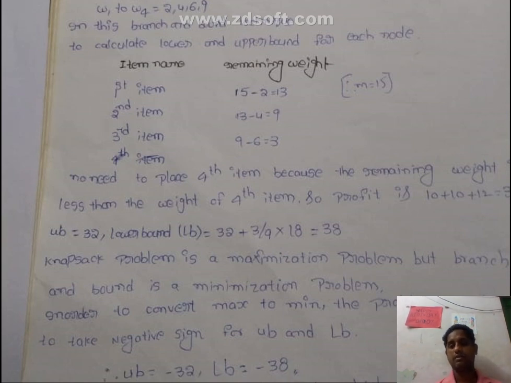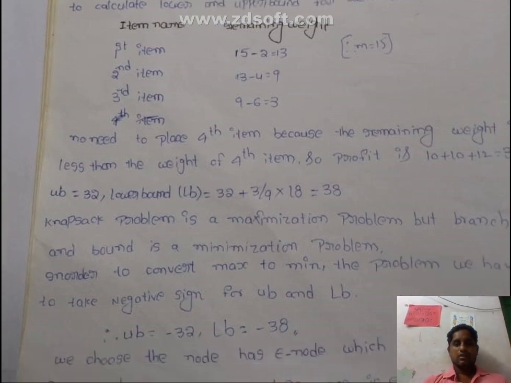So here we assign a negative sign to the upper bound and the lower bound, because the branch and bound technique is a minimization problem. In order to convert max to min, we take the negative sign for upper and lower bounds. Therefore upper bound equals minus 32, lower bound equals minus 38.